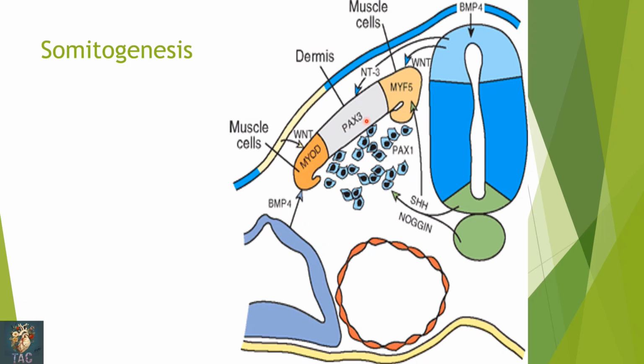The remaining cells in this area are again induced by neurotrophic factor 3 from the neural tube, which will stimulate PAX3, and this will form the dermis. So these are the different factors which are involved in the process of somitogenesis.